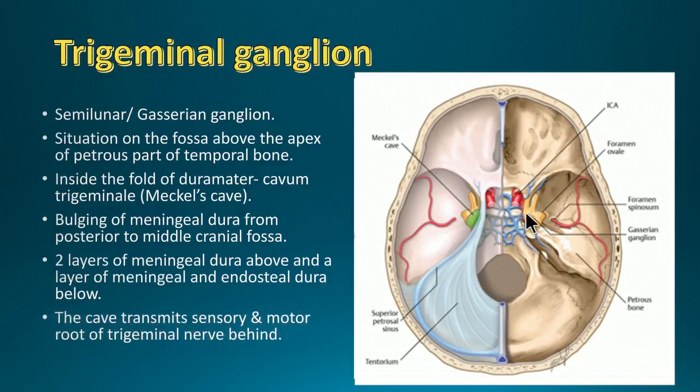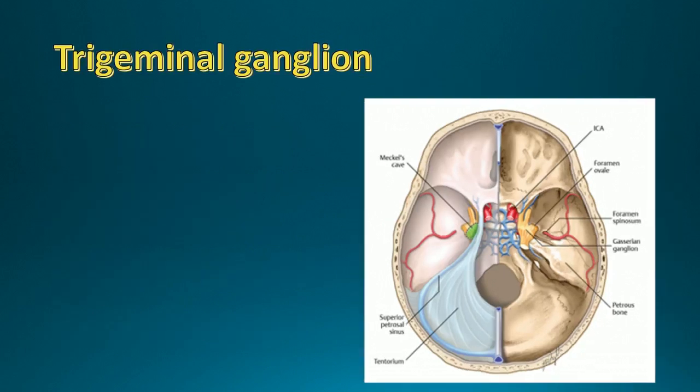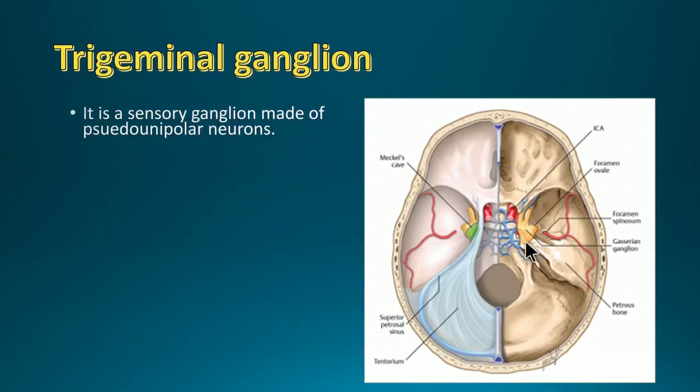So mainly it transmits the sensory branches. The three are the ophthalmic, maxillary and mandibular. The motor root separately passes below the ganglion, enters the foramen ovale and then joins the trunk of the mandibular nerve. So mainly a sensory ganglion, made up of pseudo unipolar neurons, same like your dorsal root ganglion. Okay.